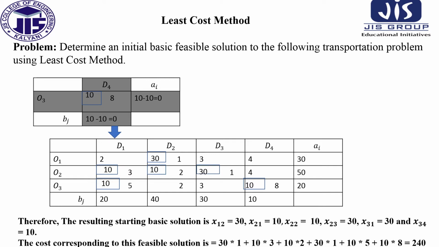And what will be the cost? So Cij value multiplied by the Xij value for the allocated cells. So this will be 30 into 1 plus 10 into 3 plus 10 into 2 plus 30 into 1 plus 10 into 5 plus 10 into 8. So this total value will be 240. So this is the cost. So this is all about the least cost method.